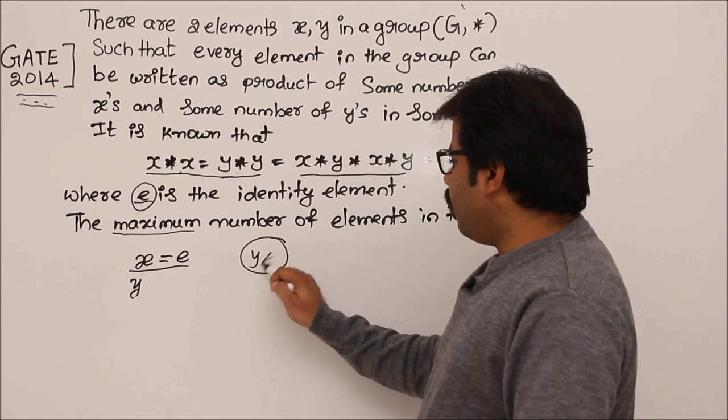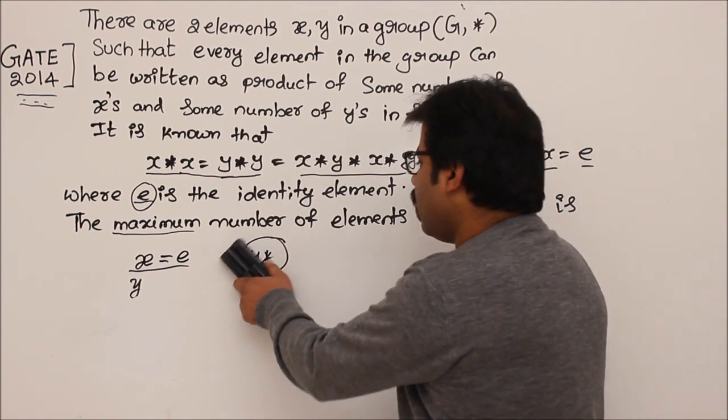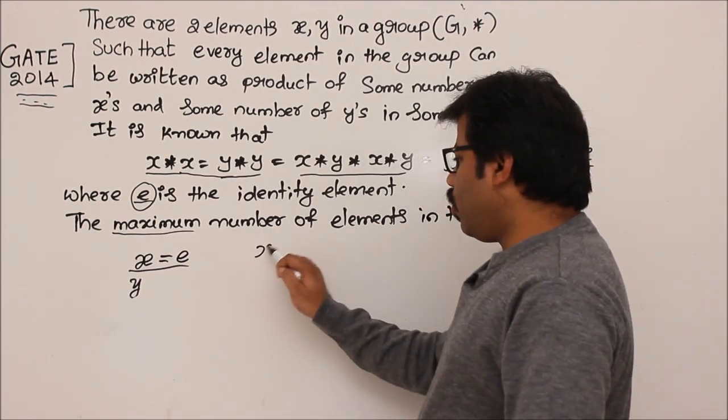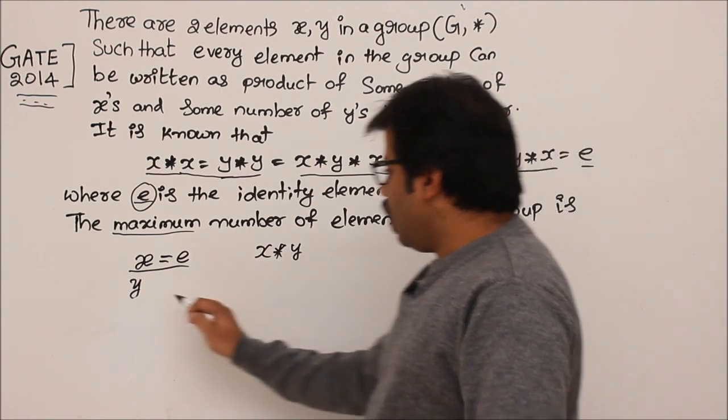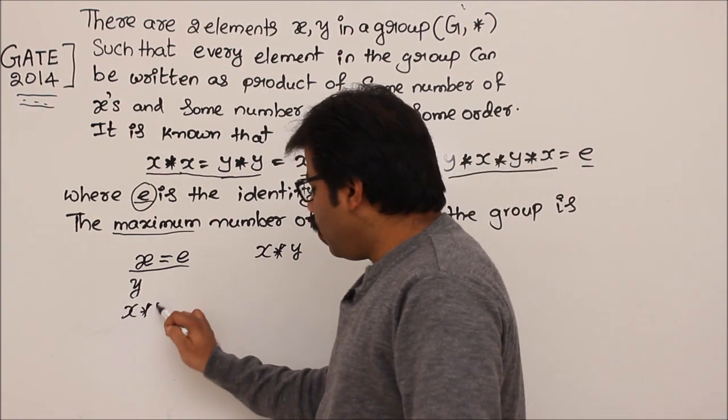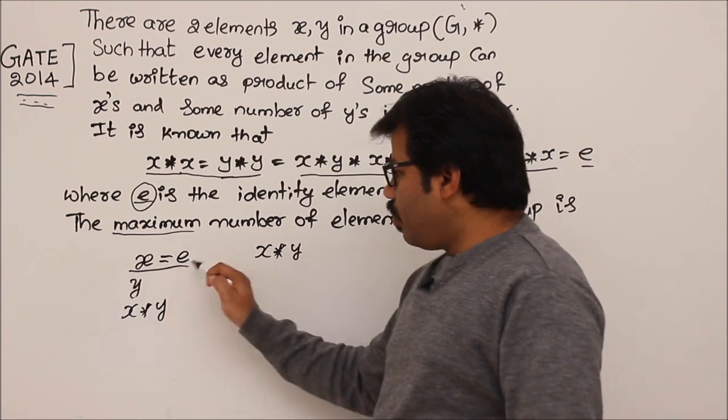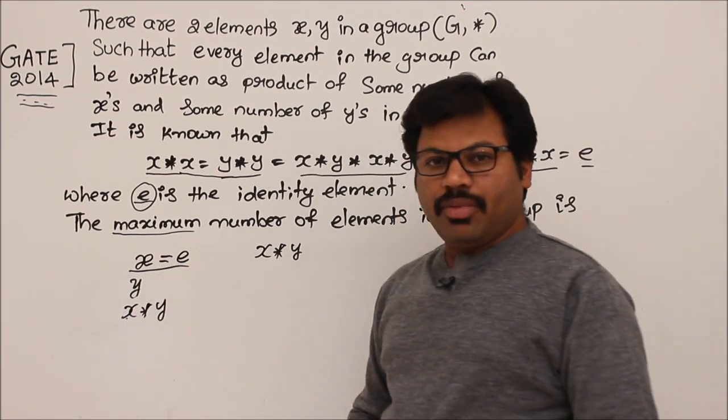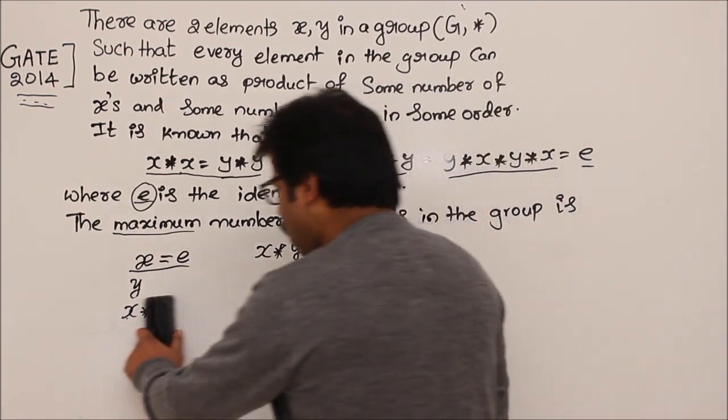For example, y star y, but y star y is not a new one. Now with x comma y, tell me one more two-length string, x star y. But x star y cannot be a new element. Why? Because you assumed x equal to e, then e star y will become y. So that is not new.